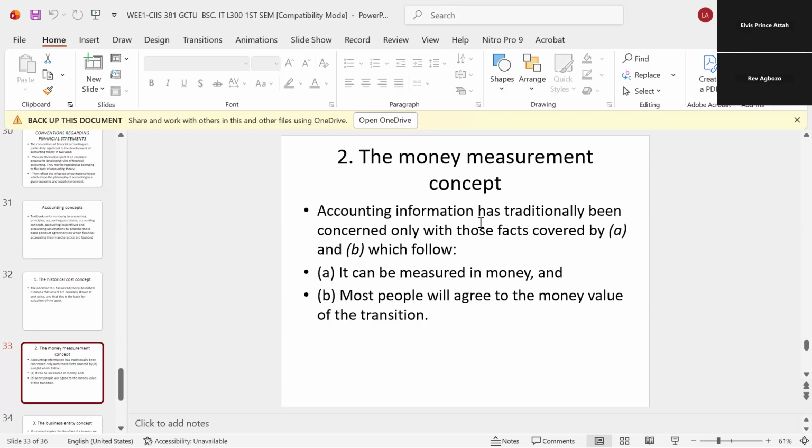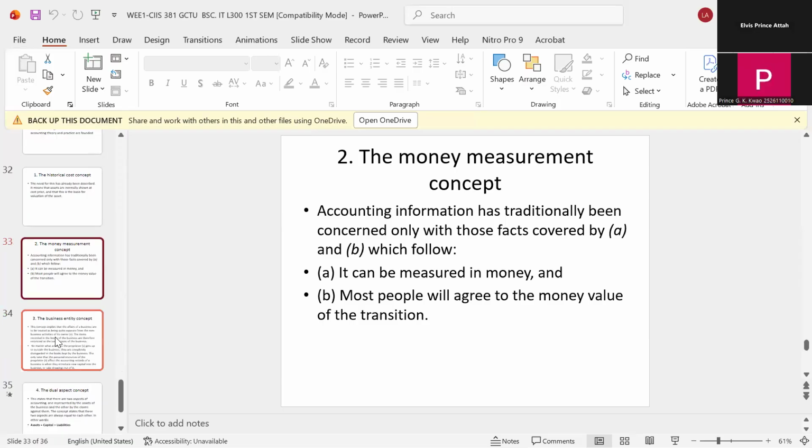So for instance, let's say somebody says, I love you. Can you give a monetary value to that word? No. So you can't account for love in finance. But if somebody gives a gift, let's say the person bought a hamper for you, you can quantify the value of the hamper. And so you can account for that item that the person has given you. I hope you are getting the difference.